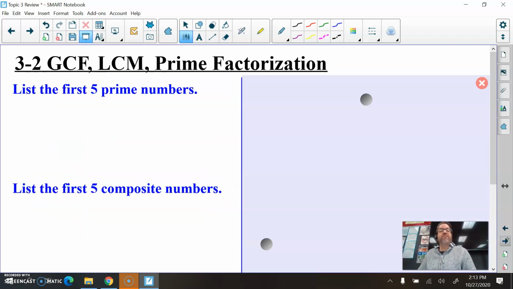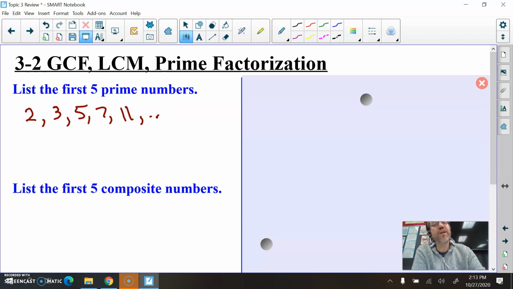All right, next thing I want to review is greatest common factor, that's GCF, least common multiple, LCM, and prime factorization. First of all, what are prime numbers? Prime numbers are numbers that have exactly 2 factors, 1 and itself. So my smallest prime number is 2, and in fact, that's the only even number that would be prime. Its only factors are 2 and 1. 3 would be the next smallest prime number, and then 5, and then 7, and then 11, and it would keep going after that.